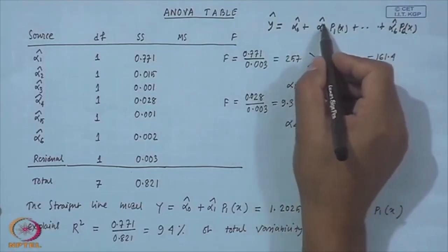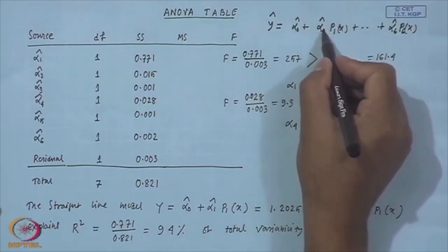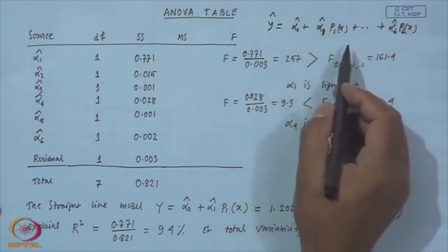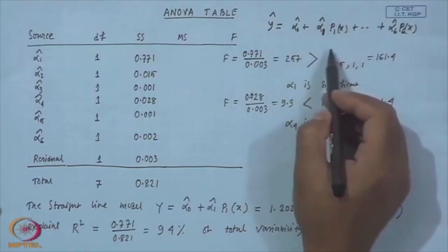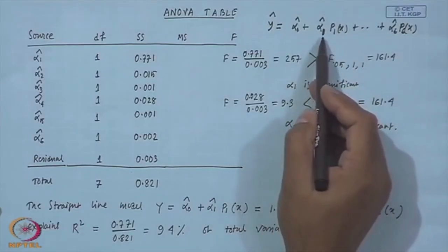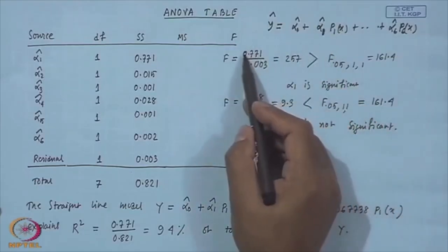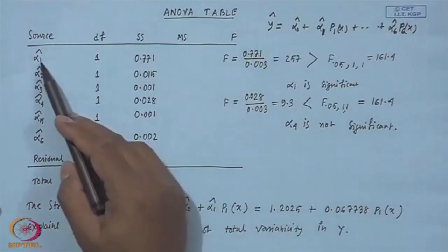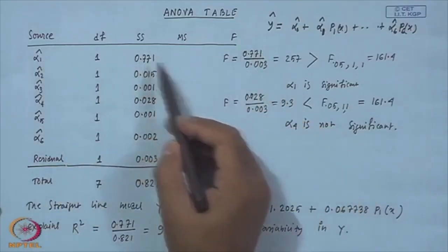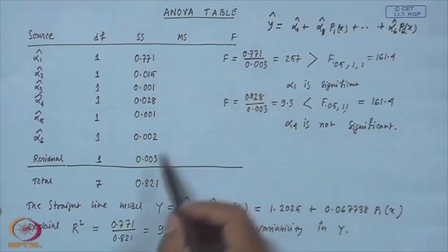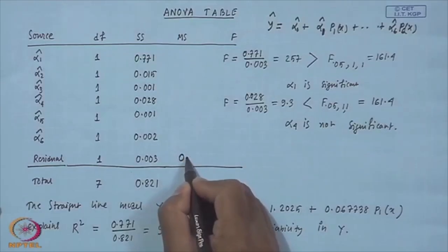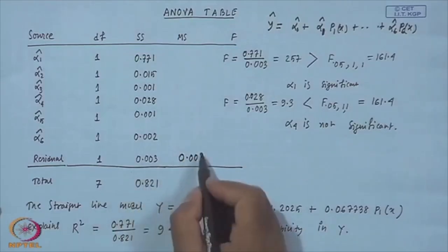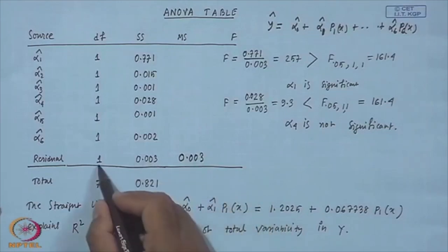Now, I am trying to test the significance of alpha 1 hat. If it is significant, then it should be present in the model. If it is not significant, then this term should not be in the model. So, how do I test it? This is SS regression due to alpha 1 hat, that is 0.771, divided by MS residual. SS residual is the same as MS residual because the degree of freedom is 1. So MS residual is also 0.003, because MS residual is equal to SS residual divided by the degree of freedom.